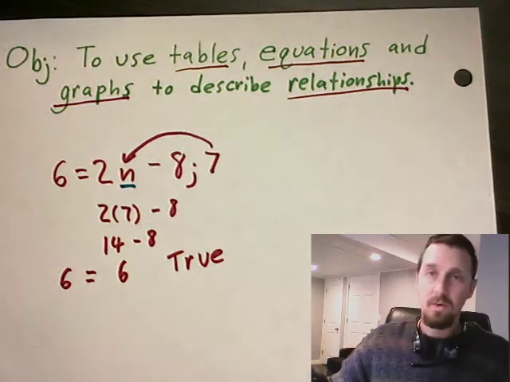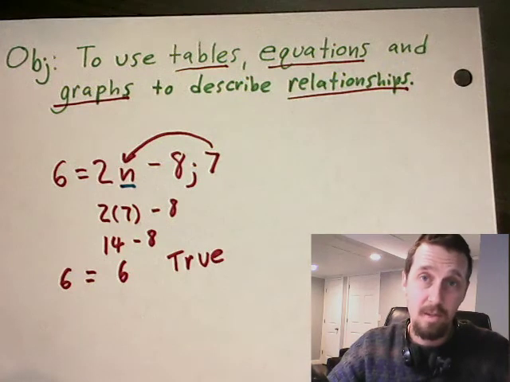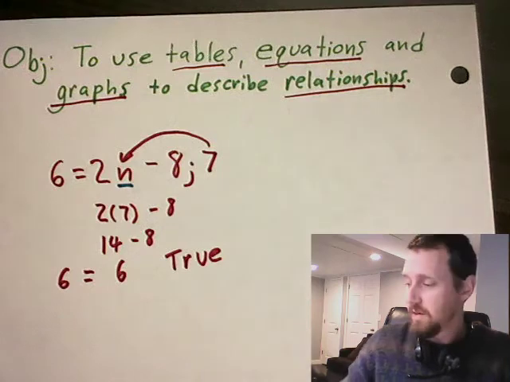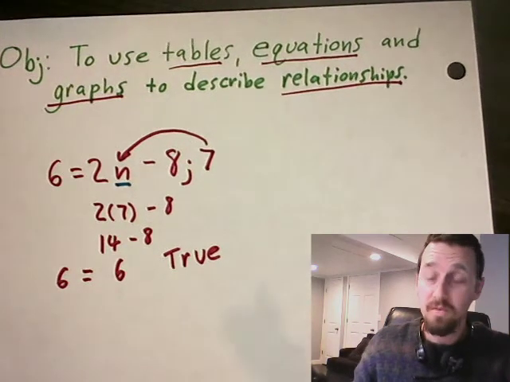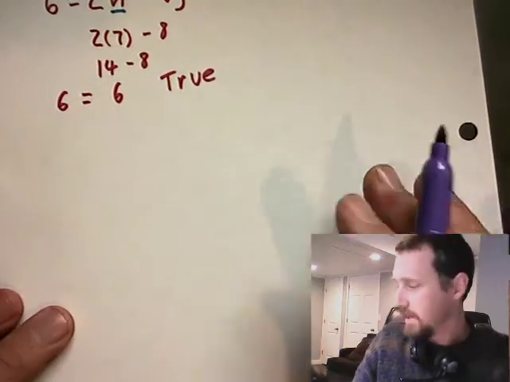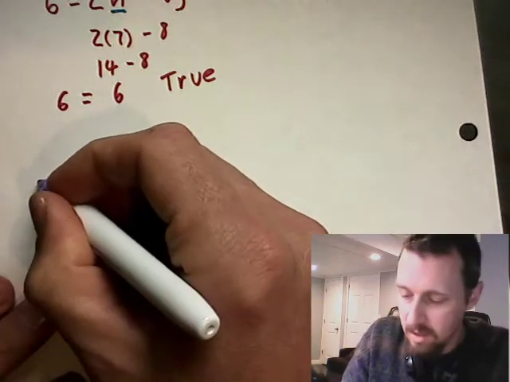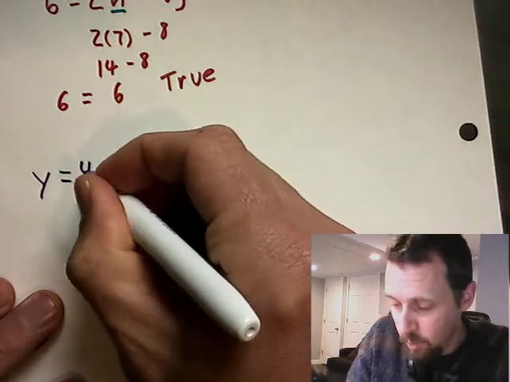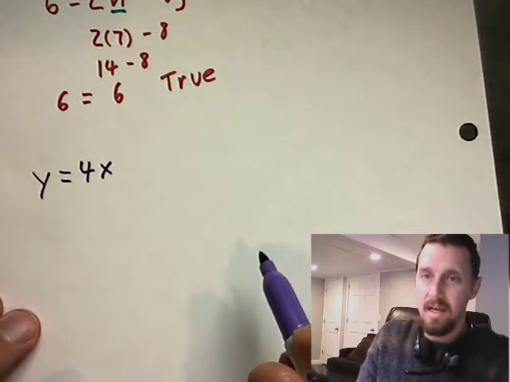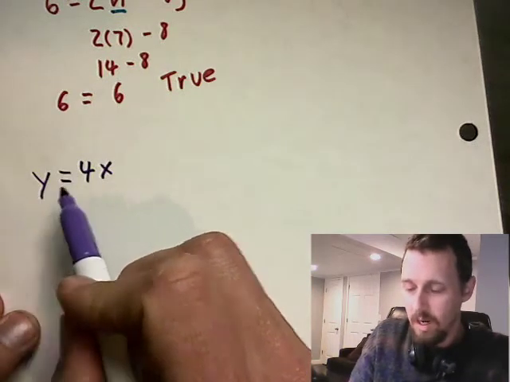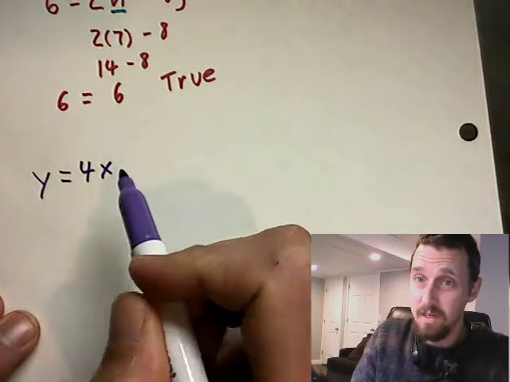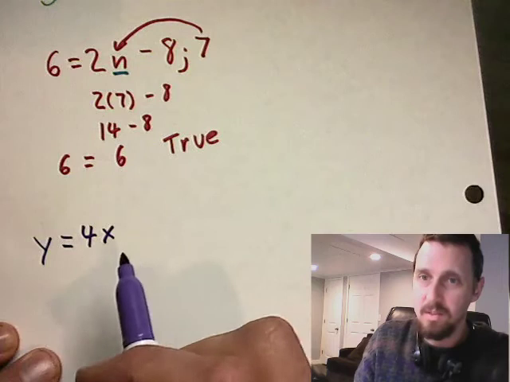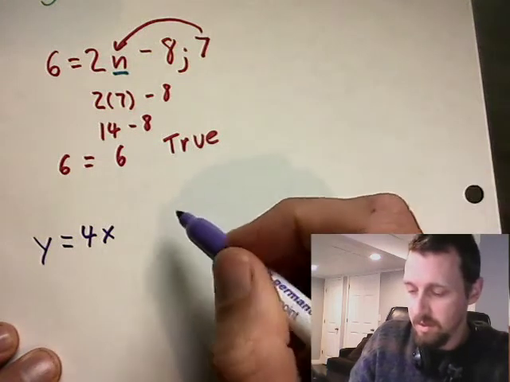So what we're going to be doing in this lesson is a similar thing, but for equations with two variables. Let me show you what that might look like. That might look like this: y equals 4x. And now I have y and x. I have two letters. I have two variables. We're mostly going to be using y and x when we have two variables.